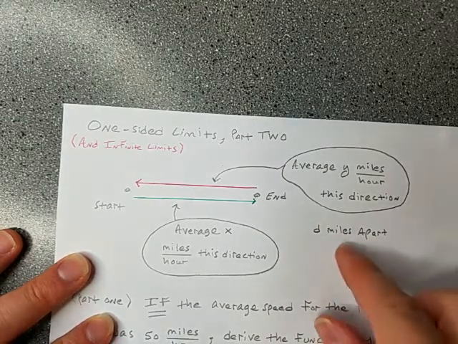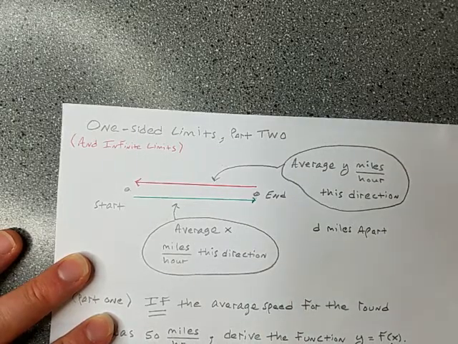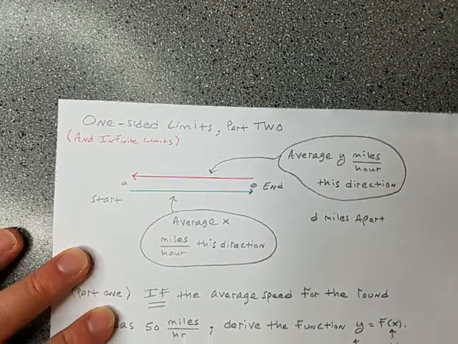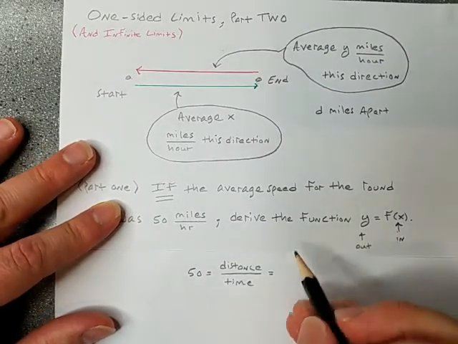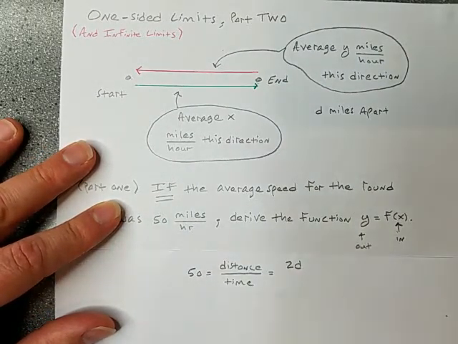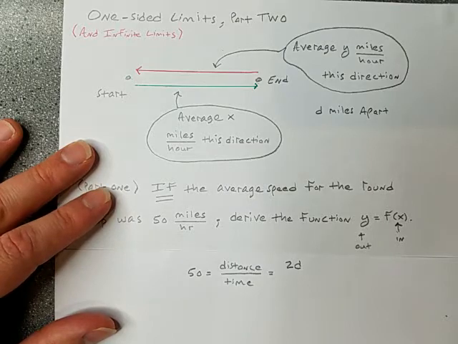Because it wasn't given, but that's obviously something that's relevant. So I don't know what it is, but I need to give it a name. So I'll say d. So the total distance was 2d. All right? Okay, and the total time.